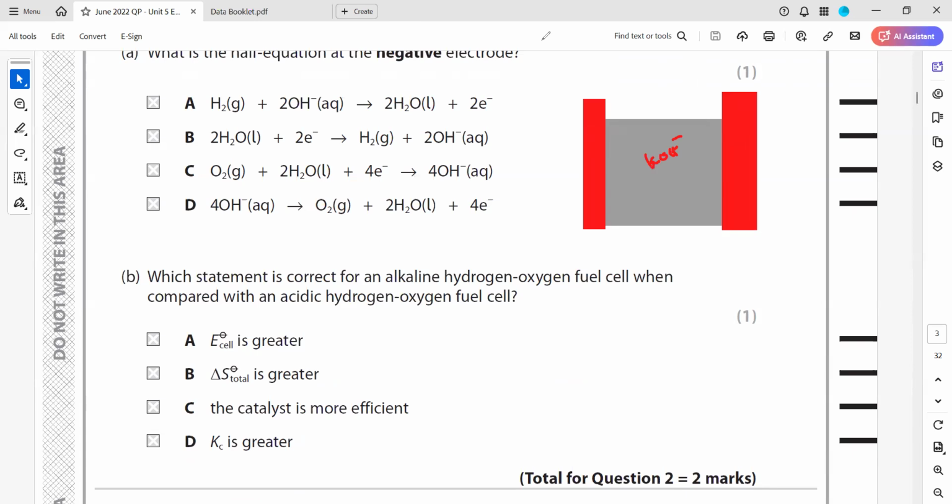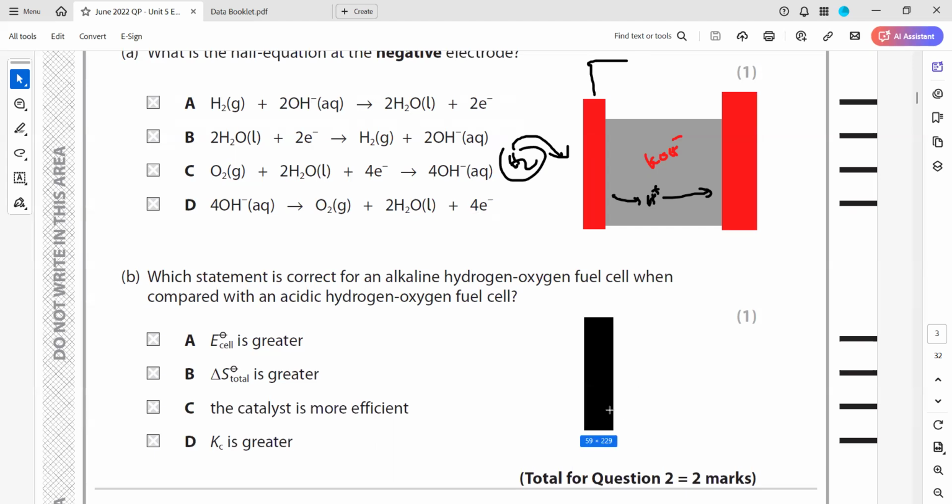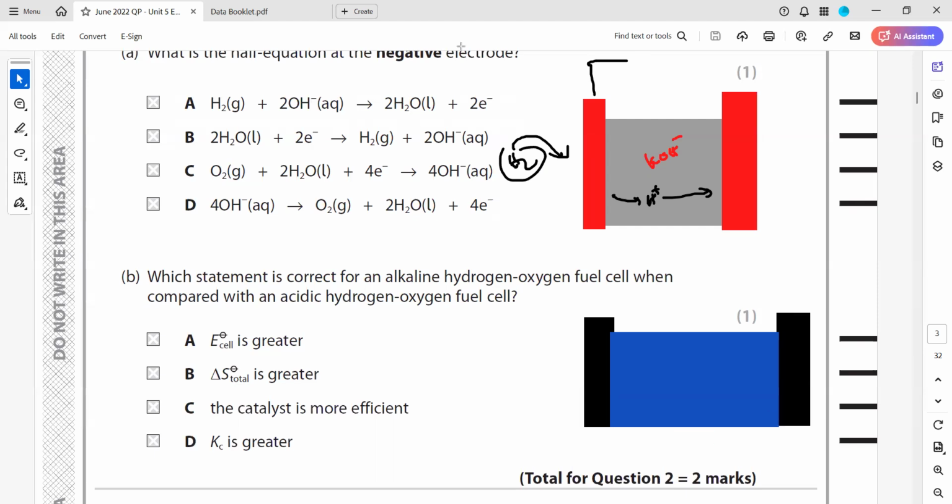So what actually happens is the hydrogen which we add from here breaks down into hydrogen ions. In alkaline condition, the hydrogen ions move faster. Why can't these hydrogen ions move faster in acidic condition? Because the electrolyte is an acid, and an acid already has protons, H plus ions. So these H plus ions repel each other. Like any acid, let's say sulfuric acid or hydrochloric acid, already has H plus ions.